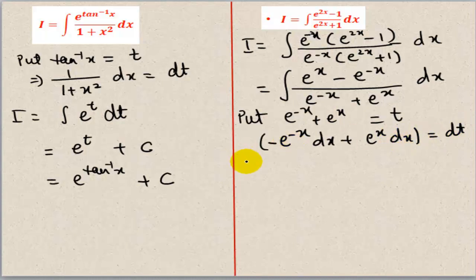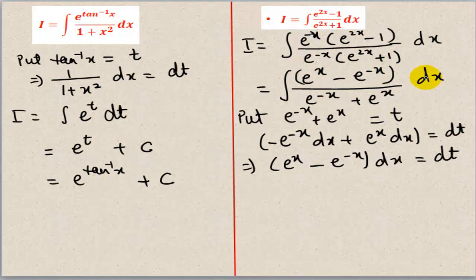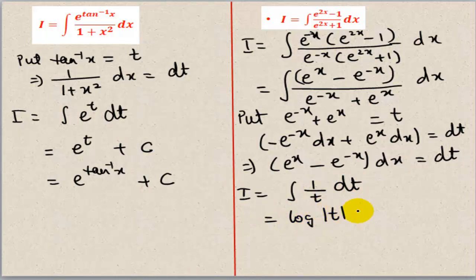You can see dx can be taken common from both, and if I rewrite this term, it is e to the power x minus e to the power minus x, dx is equal to dt. See, this is the numerator. So if we are replacing the denominator by t, this entire numerator along with dx reduces to dt. And the integral is now 1 over t times dt. And integral of 1 over t will be log modulus of t plus constant of integration.